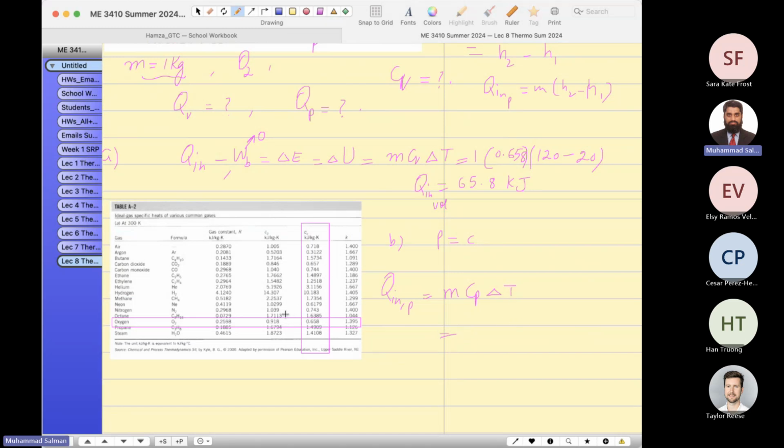And Cp for this one is 0.918, I would say 1.918, about 91.8 kilojoules. This is your answer for Q supplied at a constant pressure. The other one is Q supplied at a constant volume.